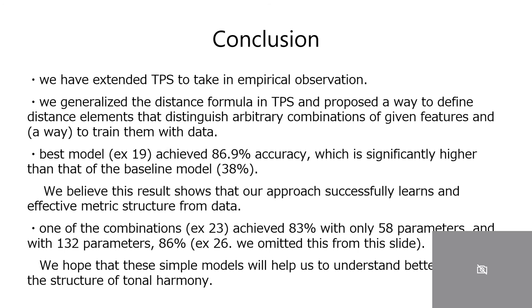And one of the combinations achieved 83% with only 85 parameters, and with 132 parameters achieved 86%. We hope that these simple models will help us to better understand the structures of tonal harmony.